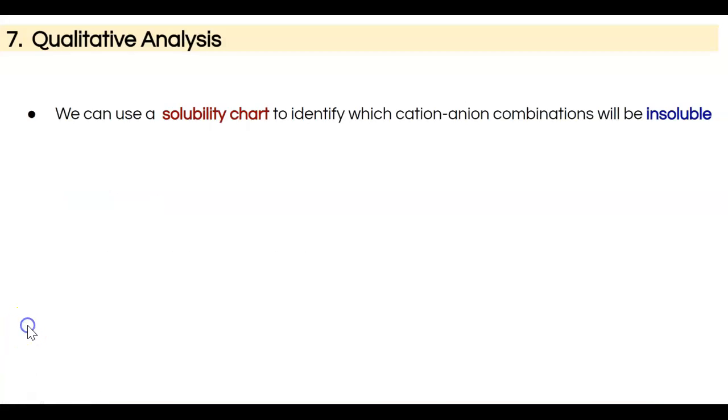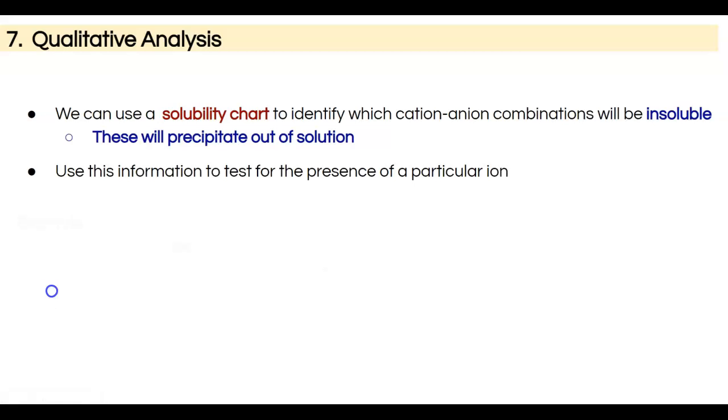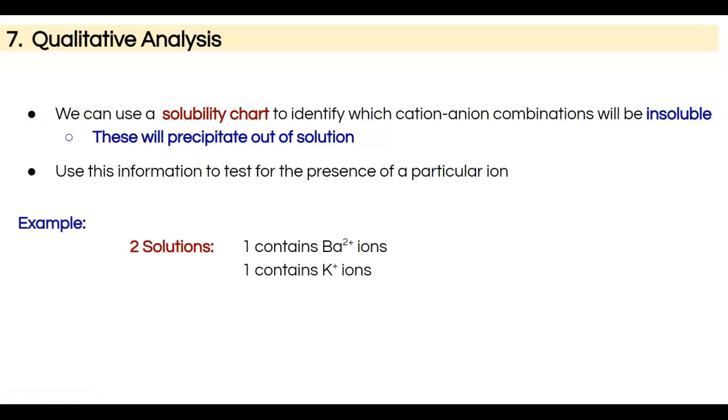Let's look at a couple of examples. We're going to use our solubility chart to analyze which cation and anion combinations are going to be insoluble versus soluble. That's going to help us identify perhaps the presence of a particular cation, because they're going to precipitate out of solution if they're insoluble. Let's look at a typical example. I'm going to start us off with a fairly straightforward one.